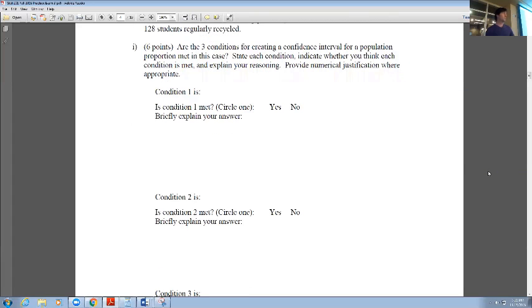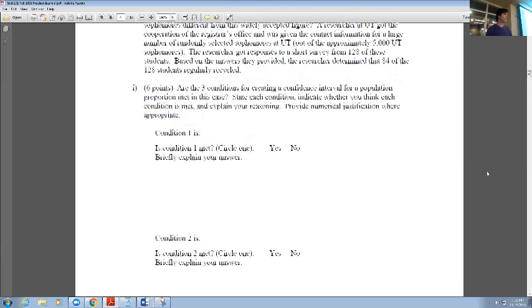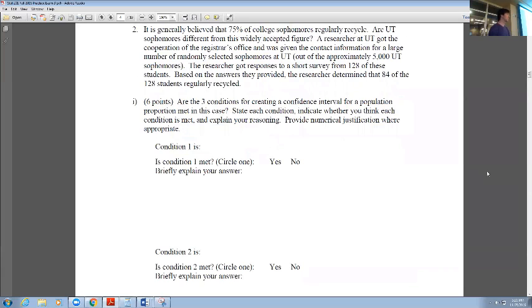Condition 2, random, and then 10%. 10% is condition number 2, which states we must sample less than 10% of the total population. What was the size of the total population here of UT sophomores? 5,000. So with 5,000 UT sophomores, we only sampled how many? So did we sample less than 10%? Yes. What would 10% of 5,000 be? 500. So we have sampled less than 10% because we've only sampled 128.